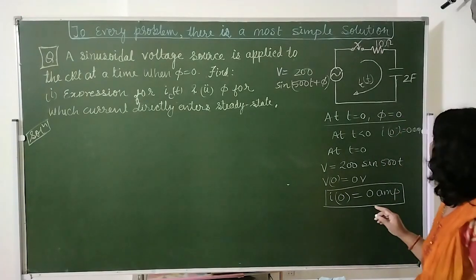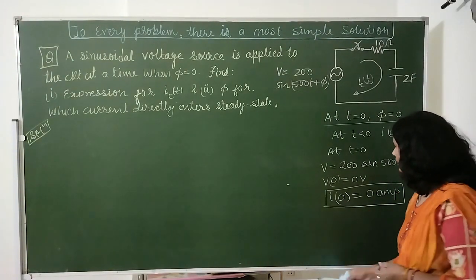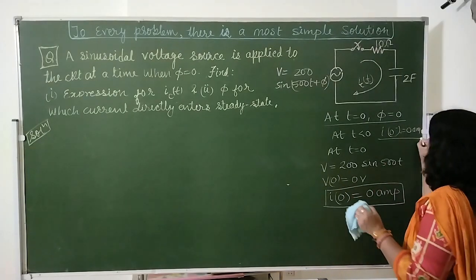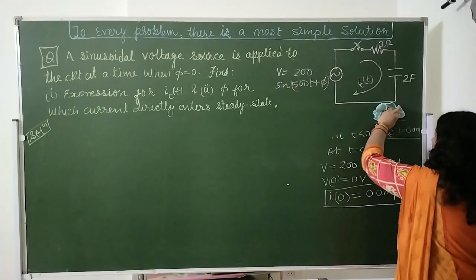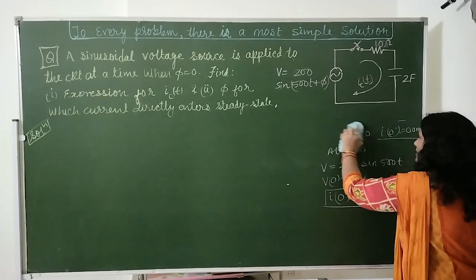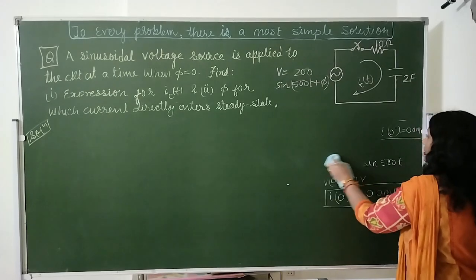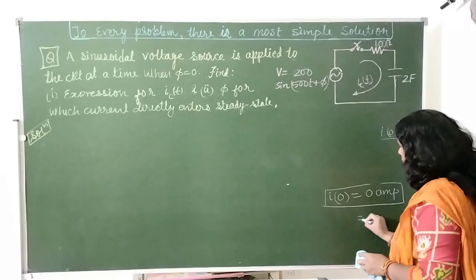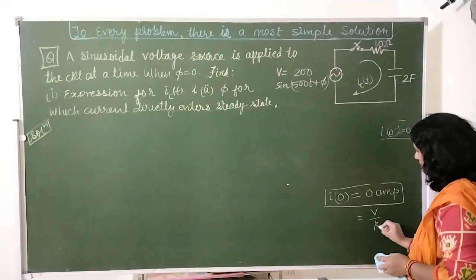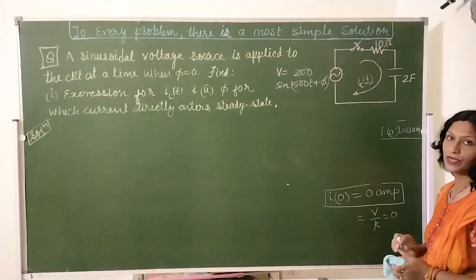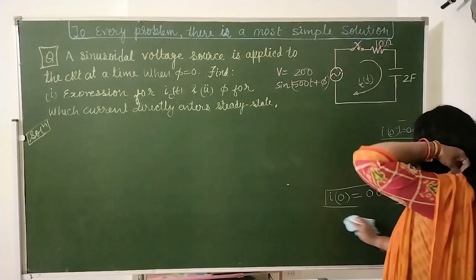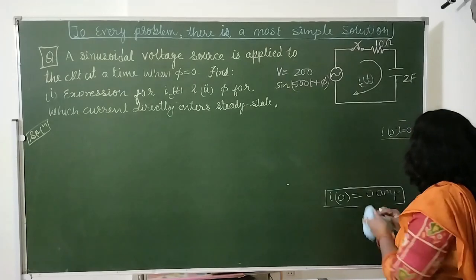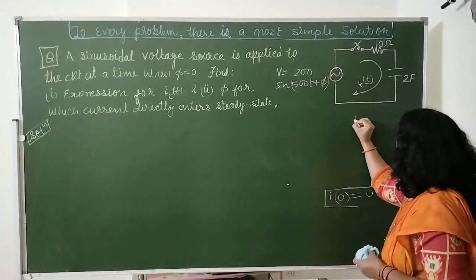So here we can find the value of i(0) is equal to 0 ampere, and that will be the same as i(0 minus), because the capacitor is behaving as a short circuit and the current is equal to V by R, and V is equal to 0 here. So this is the value of i(0), that is 0 ampere.